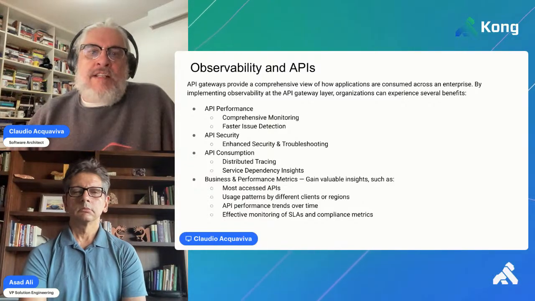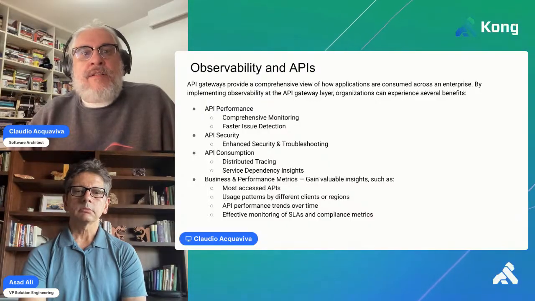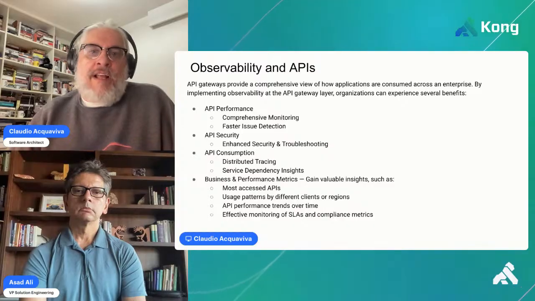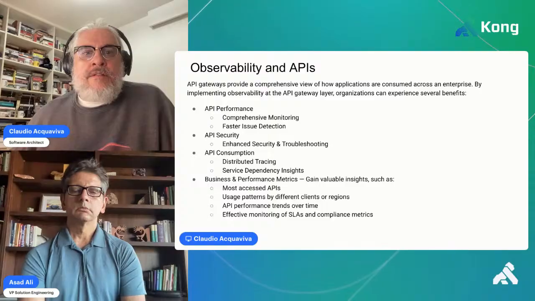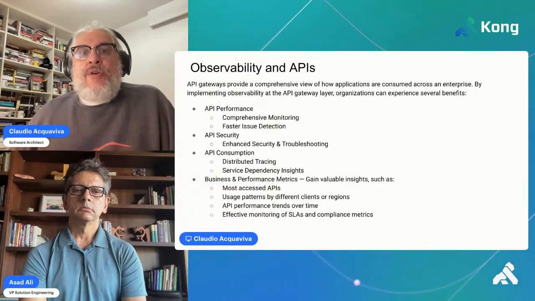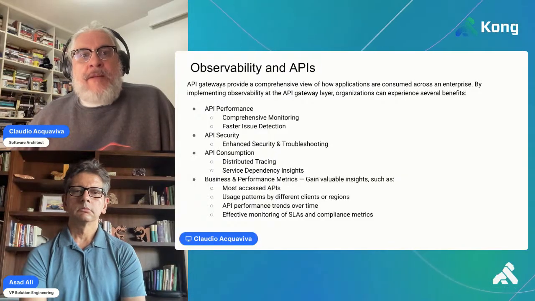And needless to say, you can start monitoring your SLAs in terms of scalability, high availability, and so on, and compliance metrics. So again, that outlines the main benefits you can start experiencing when applying observability processes at the API gateway layer.